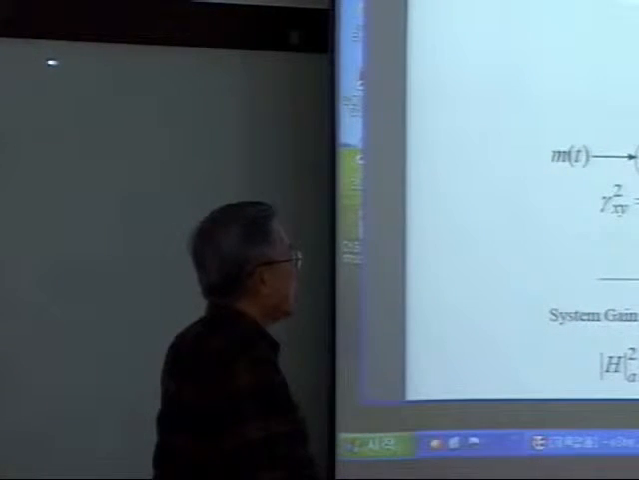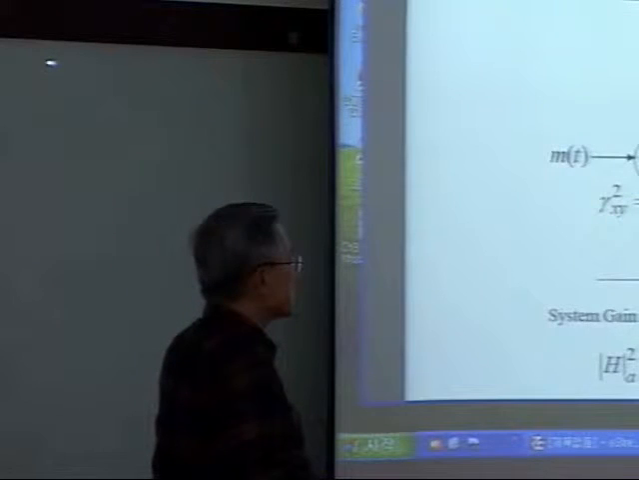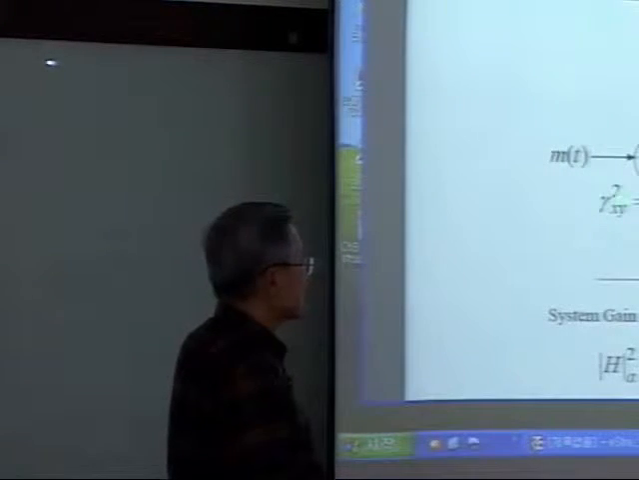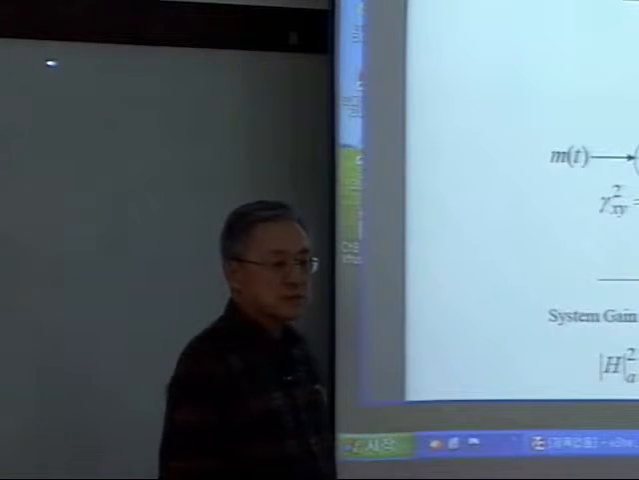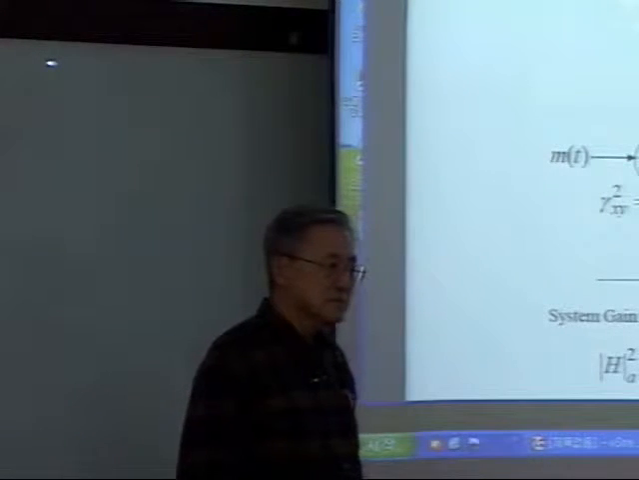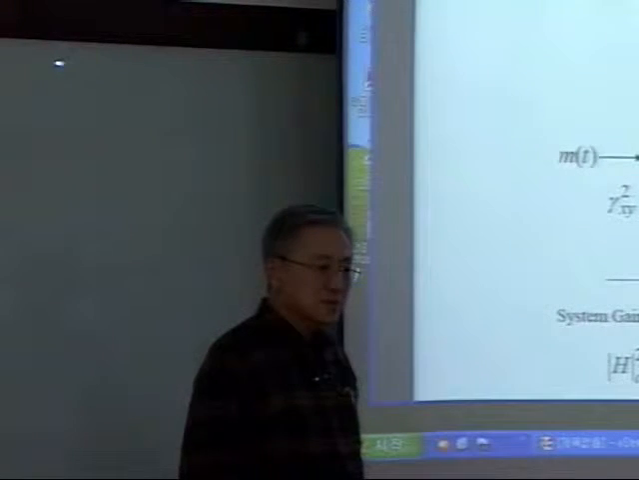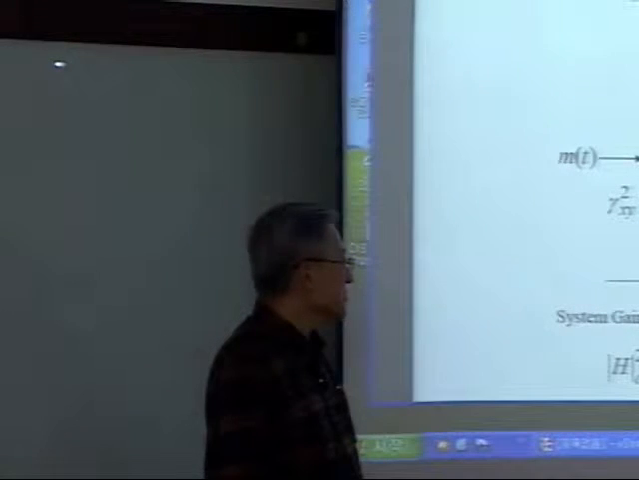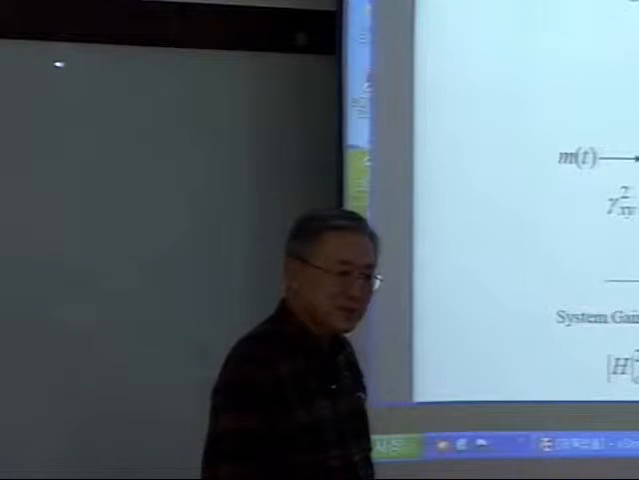So this is output noise. This is input noise. Then this is the expression we derived, gamma XY square. This is, what do you call this? GMM over GUU, the input noise to signal ratio. And this is the output noise to signal ratio, right?